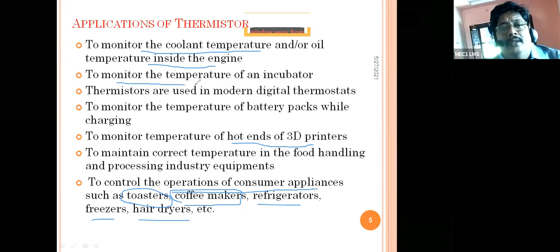To monitor the temperature of an incubator is another application. And thermistors are used in modern digital thermostats. I think all of you know that a thermostat is a regulator, regulating the current. So thermistors can be used there, and they monitor the temperature of battery packs while charging. And we are even saying -250 degrees centigrade.